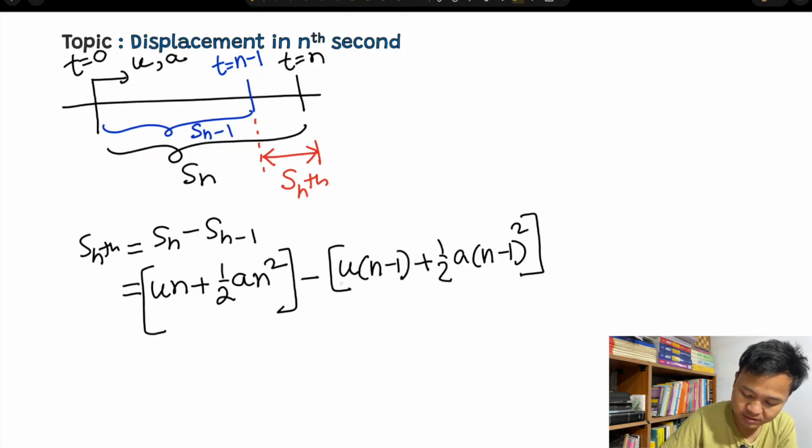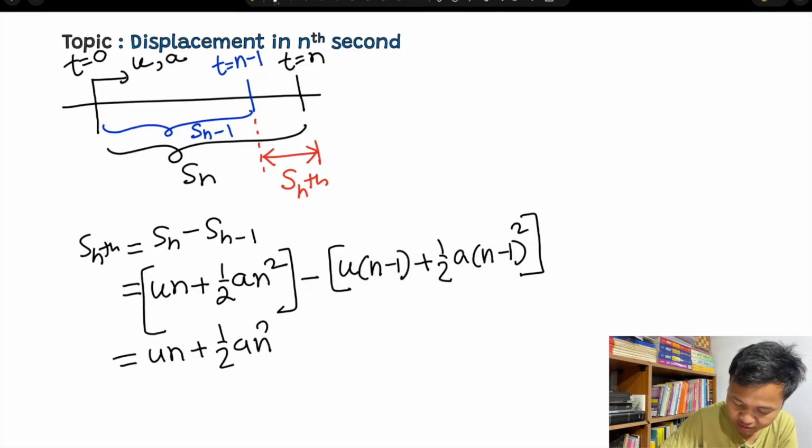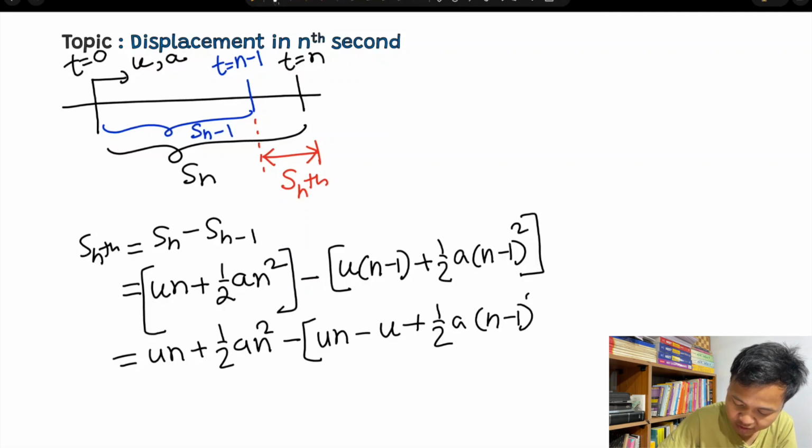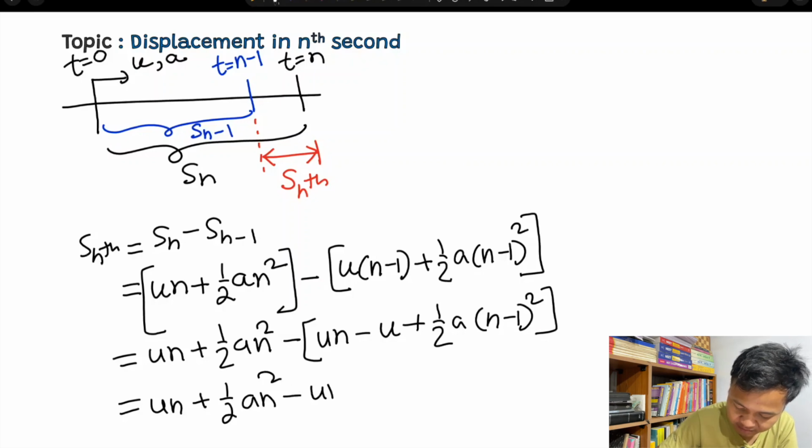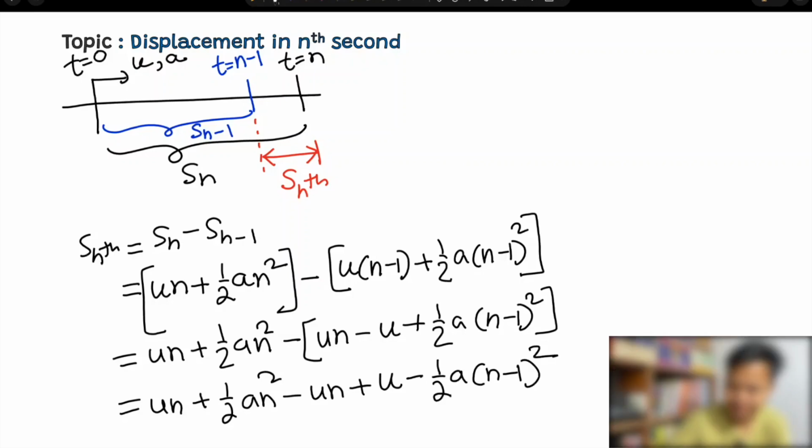ut plus half a t square, here t is n minus 1. Let's see, expanding: un plus half into a n square, minus bracket, un minus u plus half a n minus 1 square. Opening the bracket: un minus un minus, minus plus u plus, minus half a n minus 1 whole square.